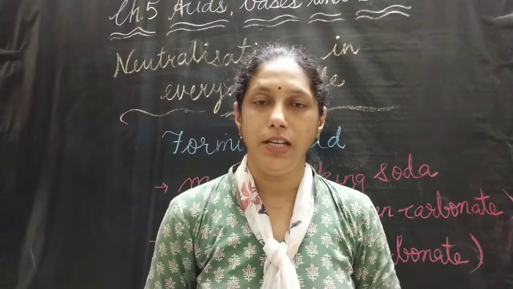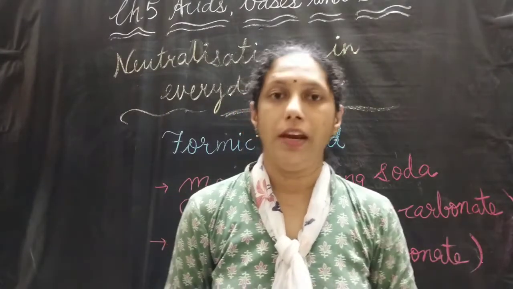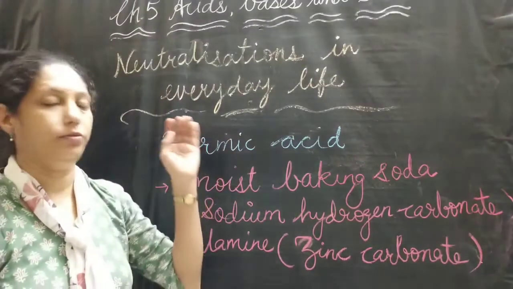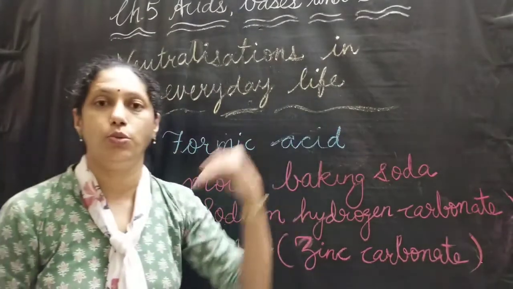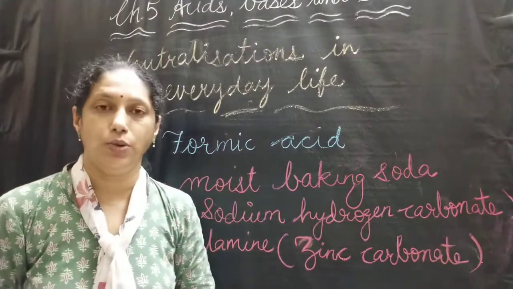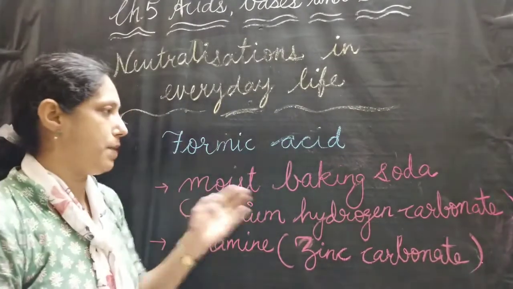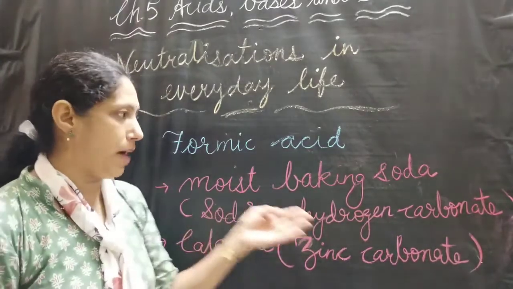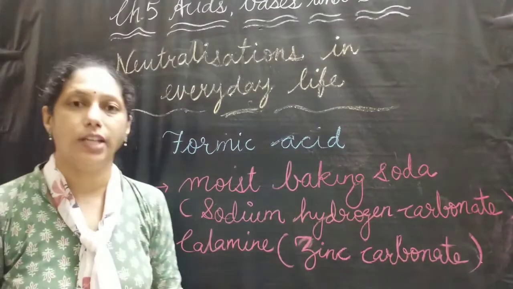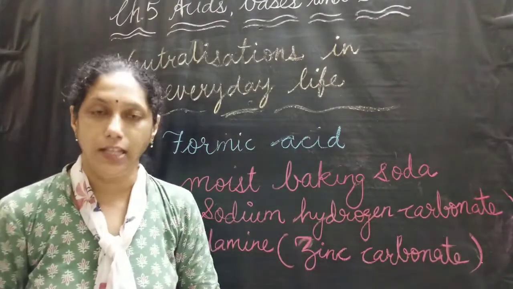Second example is of an ant bite. When an ant bites, it injects an acidic solution which contains formic acid into the skin. The effect of this formic acid can be neutralized by rubbing moist baking soda, that is sodium hydrogen carbonate, or calamine solution which contains zinc carbonate in it.